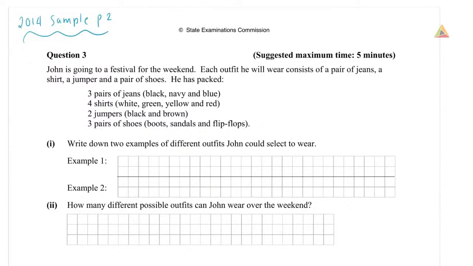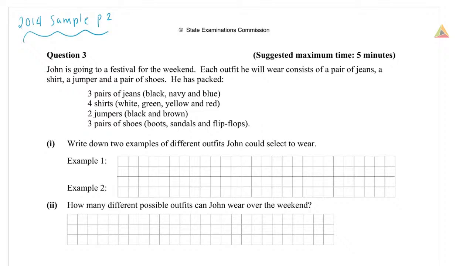So John is going to a festival for the weekend. Each outfit he will wear consists of a pair of jeans, a shirt, a jumper and a pair of shoes. So what he has packed is 3 pairs of jeans, which are black, navy and blue, 4 shirts, which are white, green, yellow and red, 2 jumpers, which are black and brown, and 3 pairs of shoes, which are boots, sandals and flip-flops.